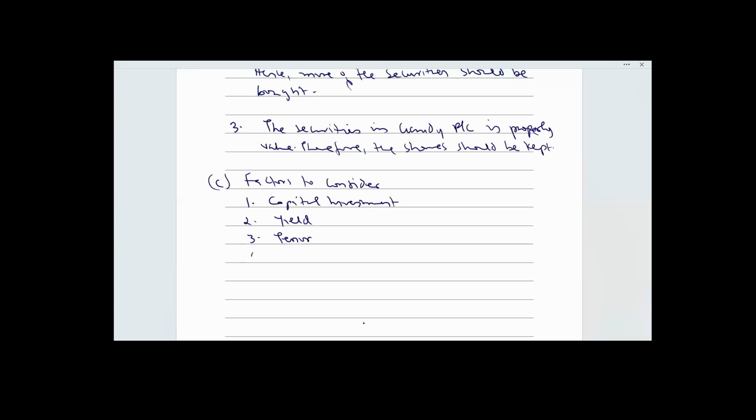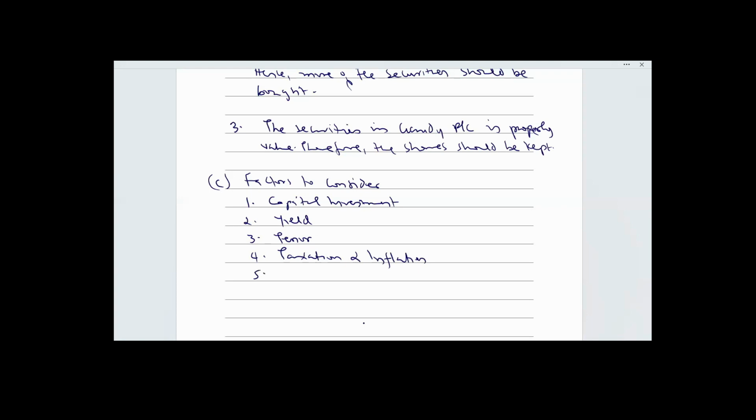Then number four, you need to talk about the impact of taxation and inflation. You need to know whether tax and inflation will impact your investments. You need to know the implication of tax and inflation.